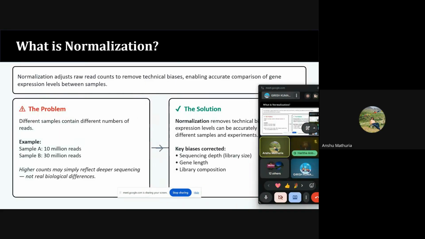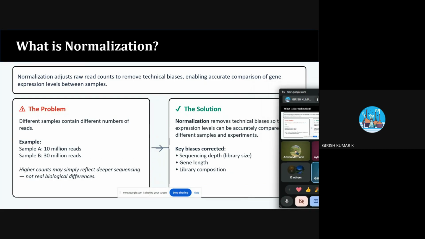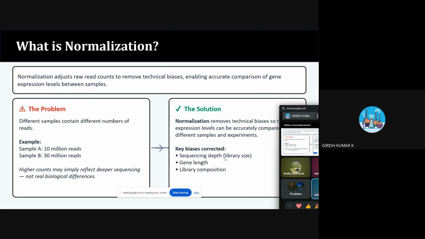Normalization is used to adjust the raw read count to remove the technical bias, enabling accurate comparison of the gene expression level. Why do we do normalization? Our problem is the sample size is different, so we are unable to process the workflow. That's why we do the normalization. By using normalization, we correct the sequence depth, gene length and library composition.